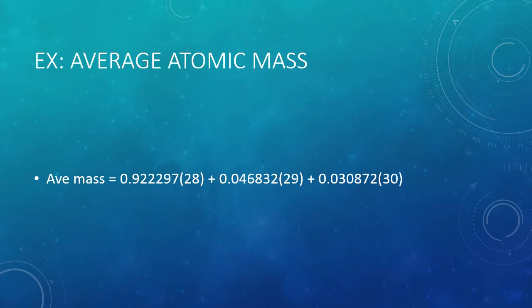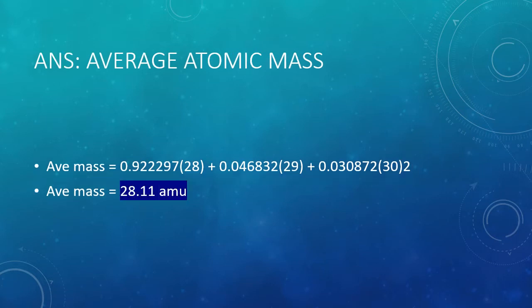So let's set up our work. The average mass will be equal to 0.922297 times 28 plus 0.046832 times 29 plus 0.030872 times 30. When I multiply these out and add up the pieces, the result is that the average mass for silicon is 28.11 AMUs, which is very close to what is reported on the periodic table.